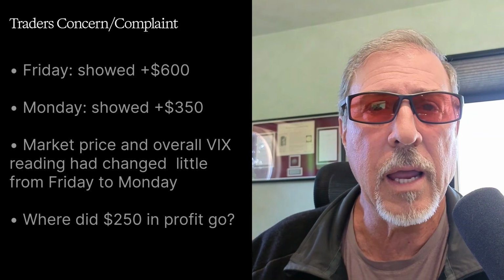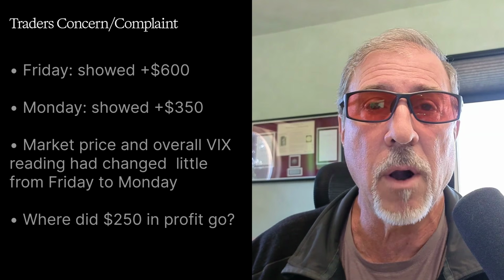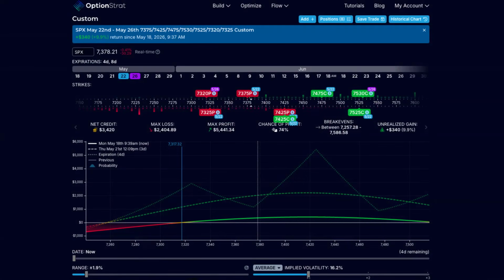Good morning, traders. So I recently had a student using OptionStrat reach out to me with a concern, a complaint about OptionStrat and how it was not functioning properly. His claim was that on Friday he had a diagonal trade on that was showing a $600 profit, and then on Monday morning, it was showing a $350 profit. And he was frustrated over this, understandably, because of the different numbers that he was getting.